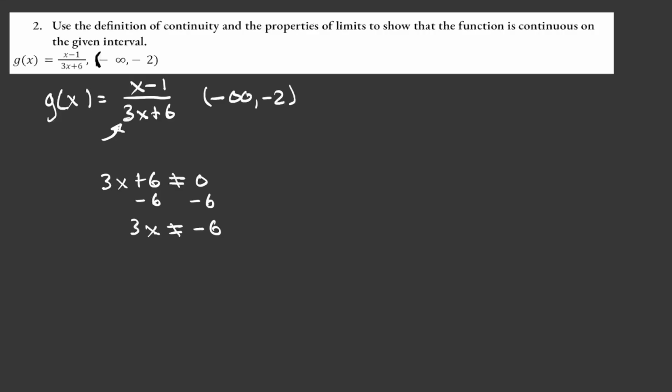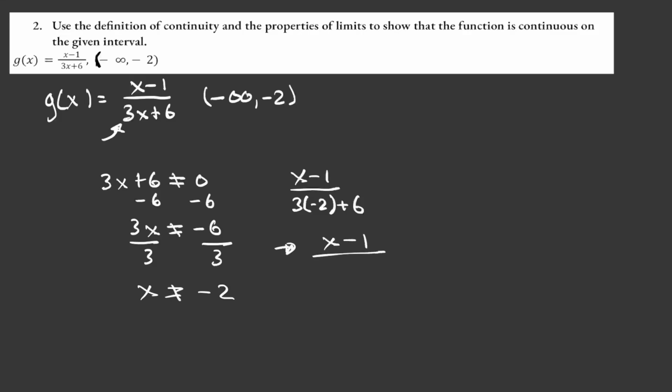equals negative 6. Now to finally isolate x by itself, we divide by 3 on both sides, and I'm left with x cannot equal -2. So that means we can't plug -2 into my denominator. If I were to do that, x minus 1 over 3 times -2 plus 6, I would get x minus 1 over -6 plus 6, and this would give us an undefined result, dividing by 0.